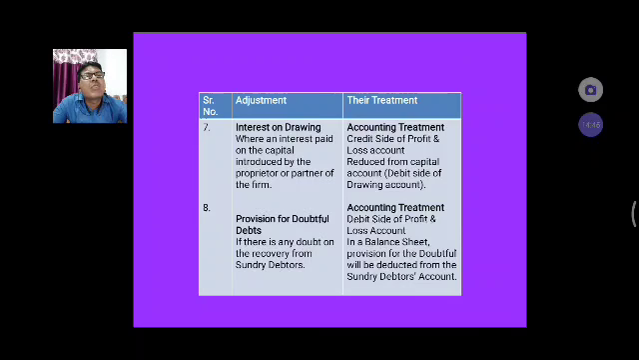Number 8, provision for doubtful debts. Means if there is any doubt of the recovery from sundry debtors, we call it provision for doubtful debts. Accounting treatment: debit side of profit and loss account, and in balance sheet, provision for the doubtful debts will be deducted from the sundry debtors account.